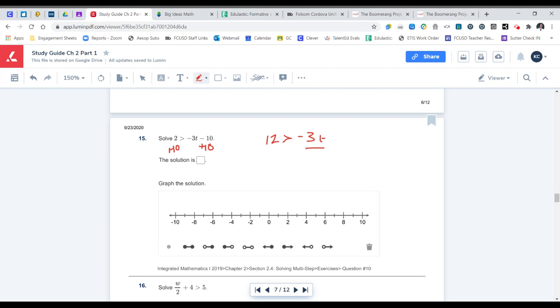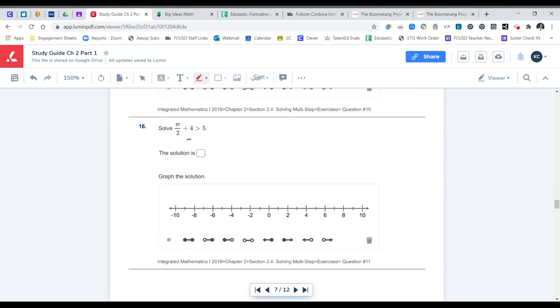-3t, divide by the -3 and circle my sign. That gives me t is greater than -4. That's how I read it backwards, and I can put it forward. So t is with the big side, -4, arrow to the right at -4. Open circle this time, arrow to the right.